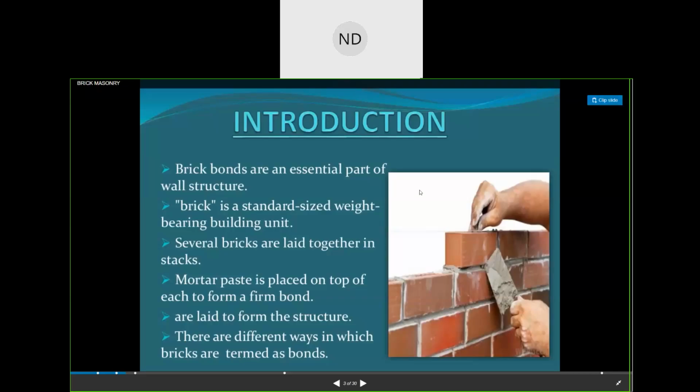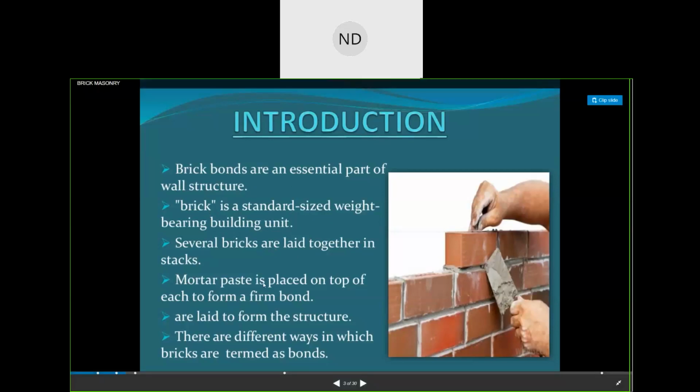So now coming to your brick masonry. To know brick masonry, we have to know first of all what the brick bonds are, and what bricks are. These are the brick bonds. You see, using mortar we have joined the bricks in a sequence. Brick bonds are an essential part of wall structure. A brick is a standard size weight bearing building unit. You all know what a brick is, so I'll not go much into this.